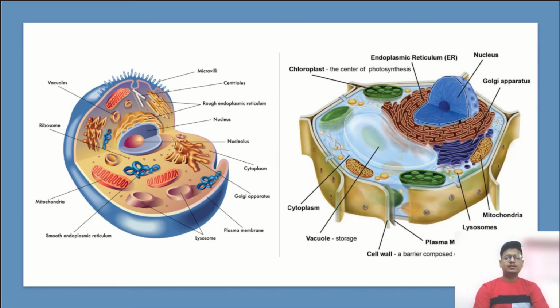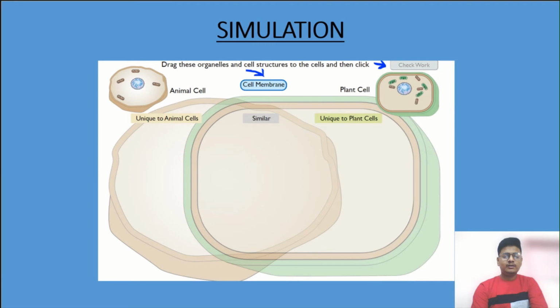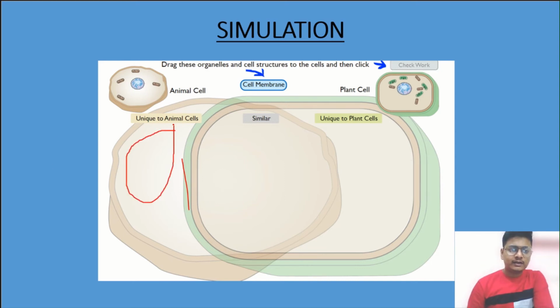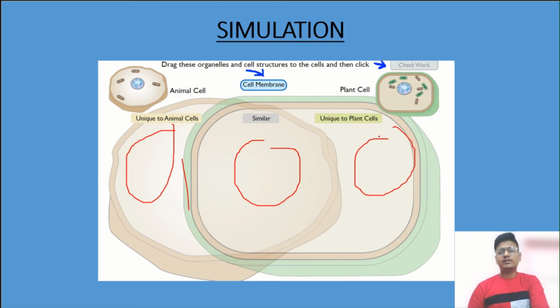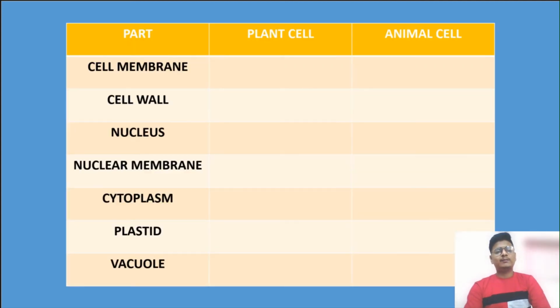Okay students, now we will be seeing the simulation. We will write the unique organelles of the animal cell over here, the similar ones between plant and animal cell over here, and the unique ones of the plant cell over here. Now see, the parts are: cell membrane, cell wall, nucleus, nuclear membrane, cytoplasm, plastid and vacuole. So plant cell has cell membrane, yes. Animal cell has it, yes. Cell wall in plant cell, yes.